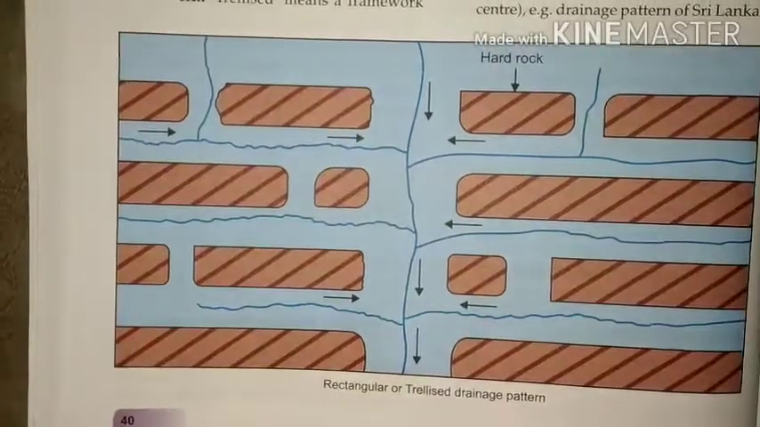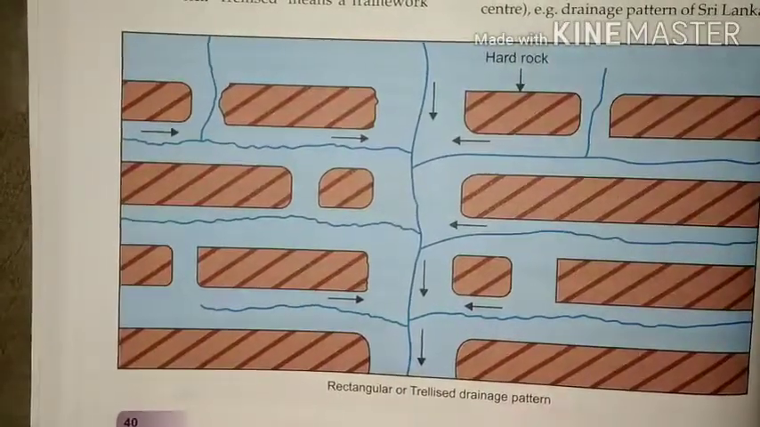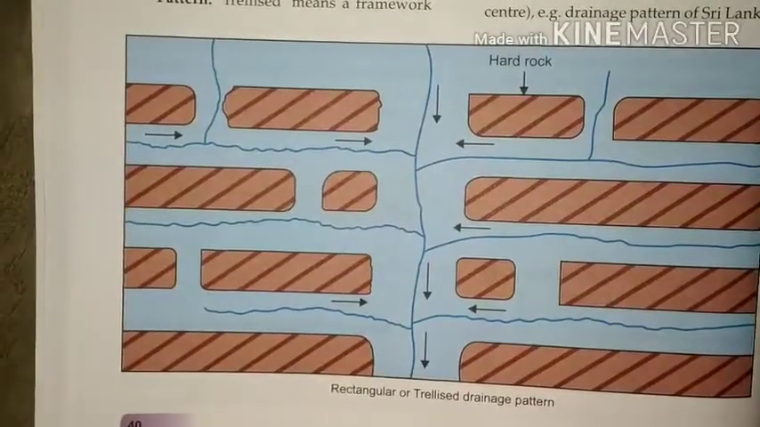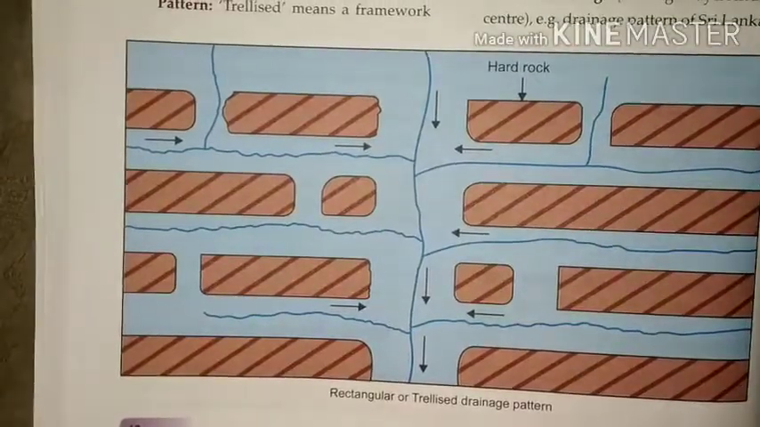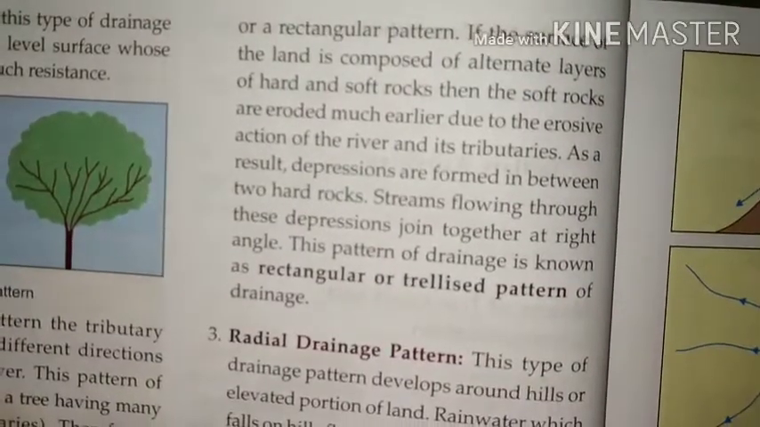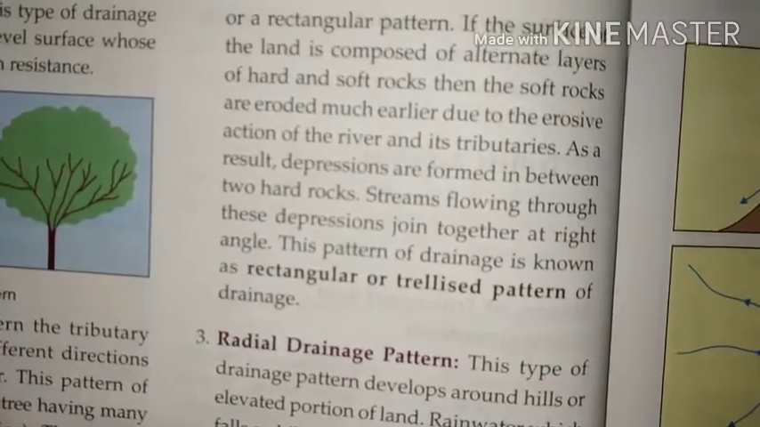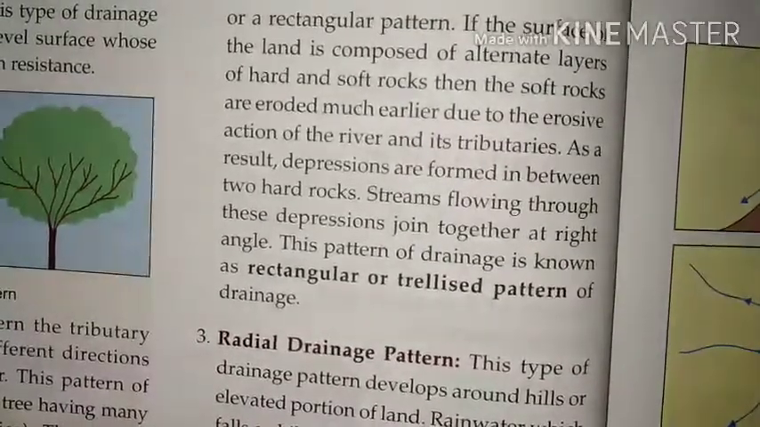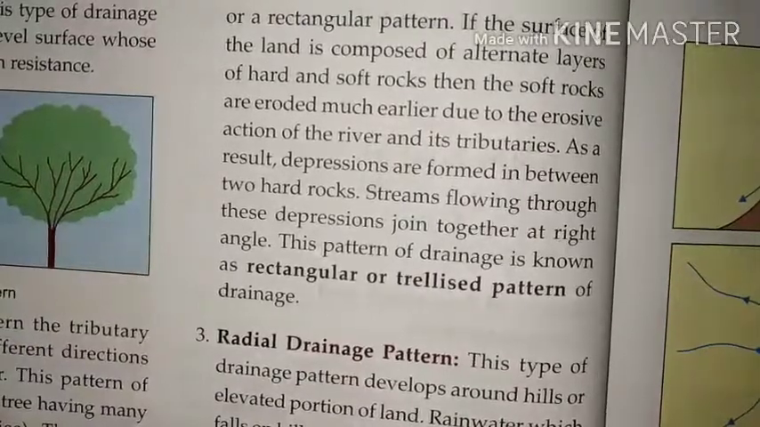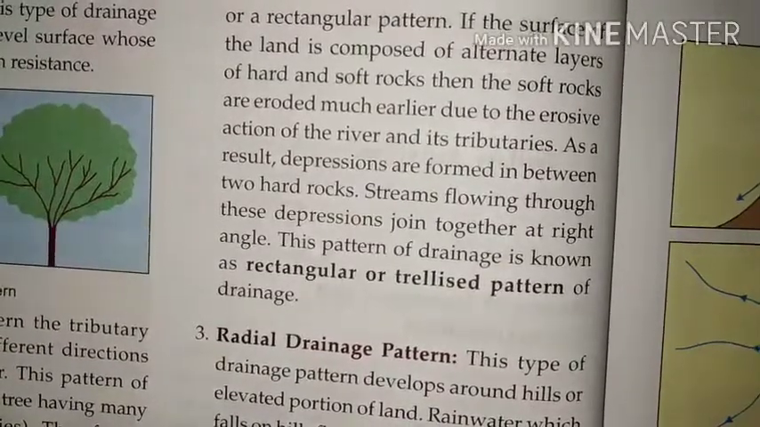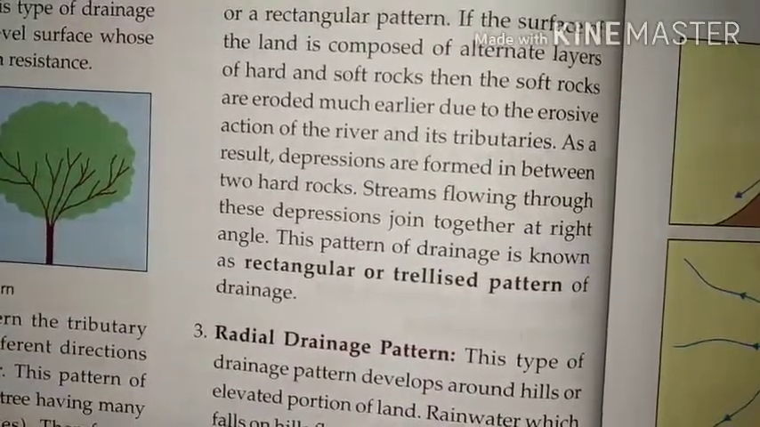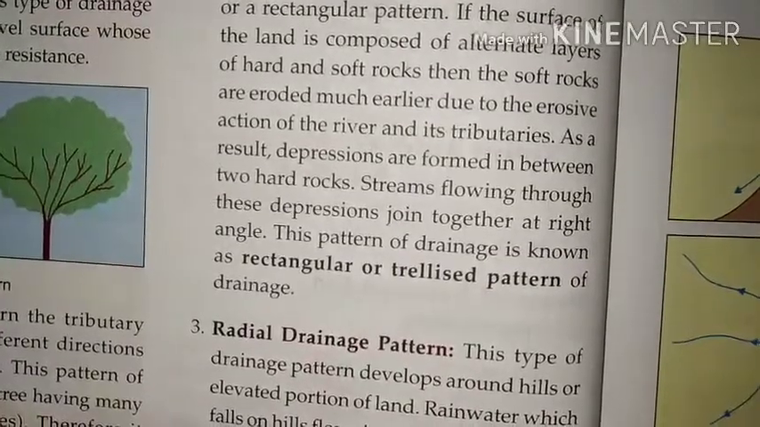Now the next drainage pattern is called the trellised or rectangular drainage pattern. Trellised means a framework or a rectangular pattern. If the surface of the land is composed of alternate layers of hard and soft rocks, then the soft rocks are eroded much earlier due to the erosive action of the river and its tributaries.